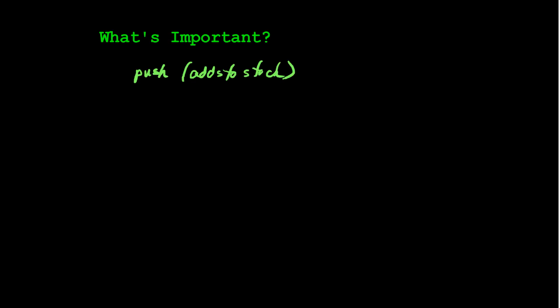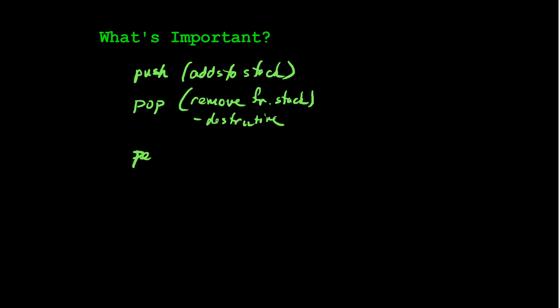I'm going to need to take stuff off the stack, and the term that we use for this is a pop, and this is going to remove from the stack. In other words, this is destructive. Once I take it off the stack, it's no longer involved with the stack. And the third thing I should be able to do is peek, and this would be non-destructive. In other words, I should be able to see what's on top of the stack and deal with it.